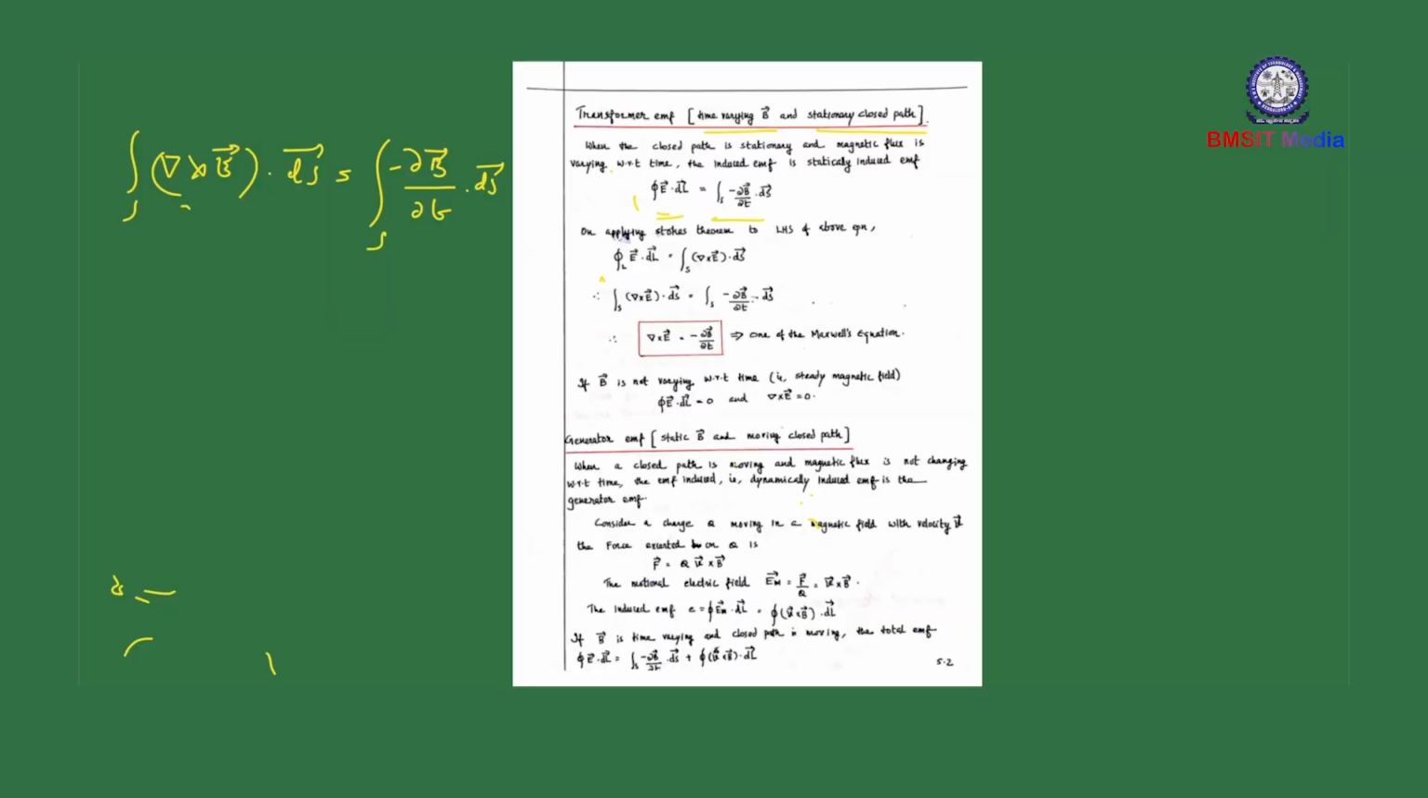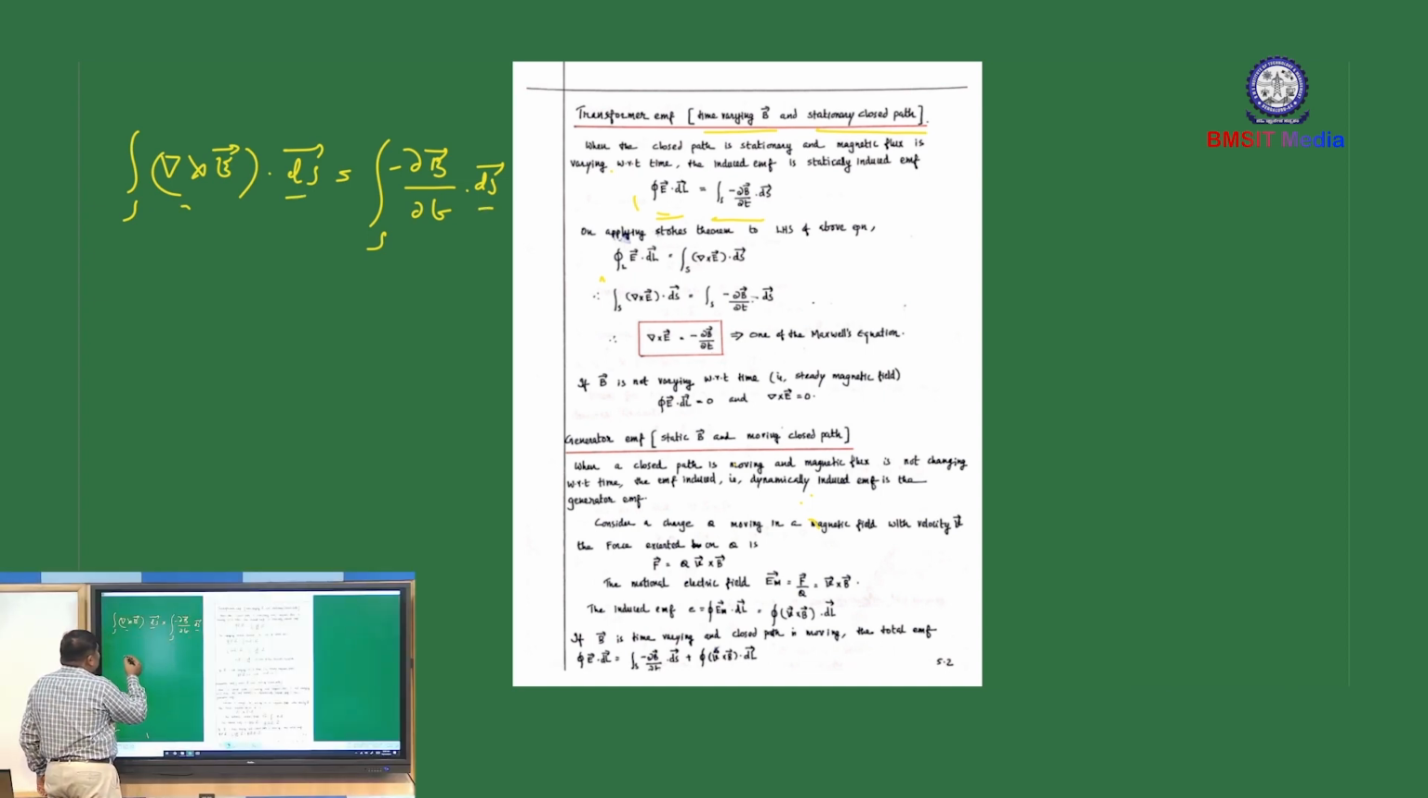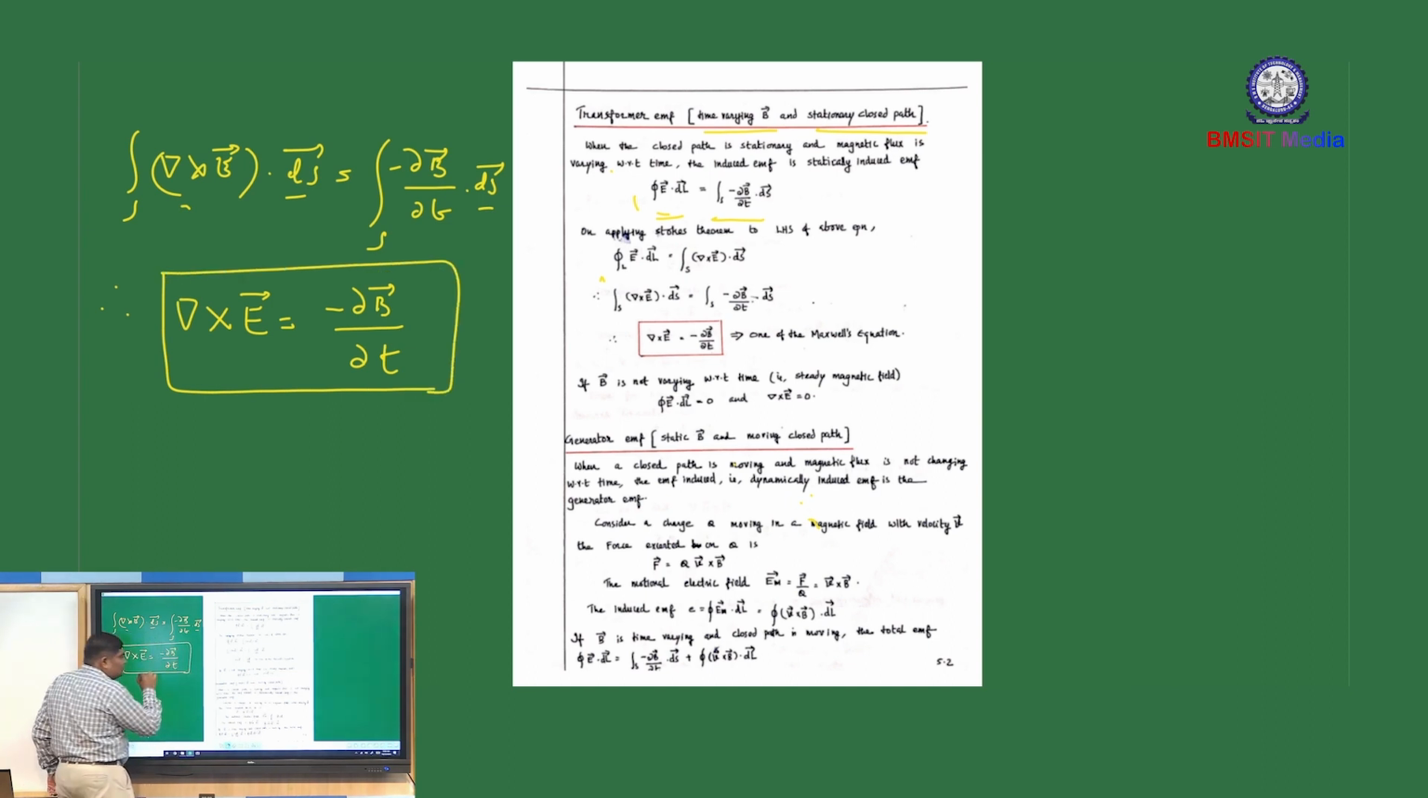Now if you remove these integrals, ds is common, the surface integrals are common, therefore we can say del cross E, that is curl of E, equals minus ∂B/∂t. This is called one of Maxwell's equations.